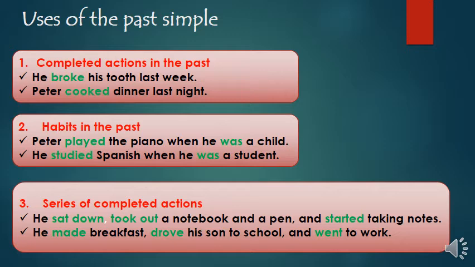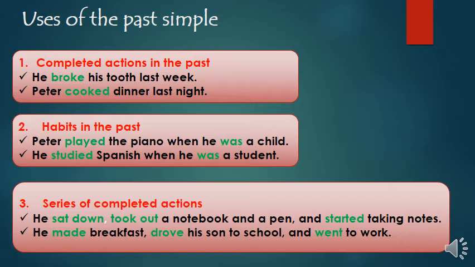When I say completed actions, it means actions that are done already and finished in the past. For example, he broke his tooth last week. So this happened and was completed and finished last week. Peter cooked dinner last night. So cooked is a simple past verb, and this expresses an action that was completed last night.